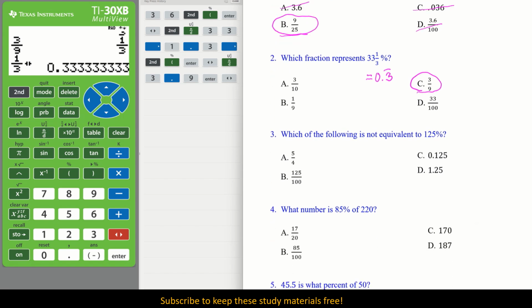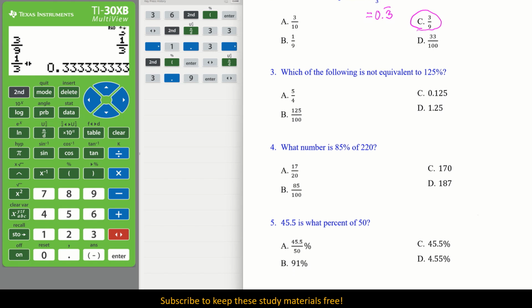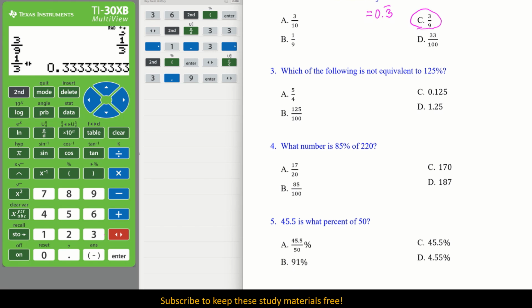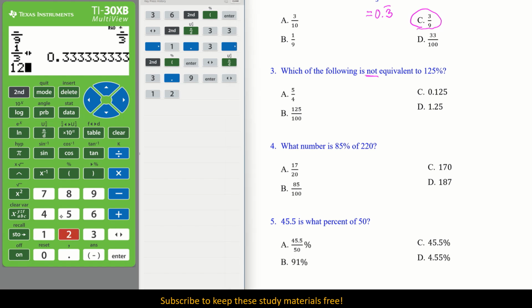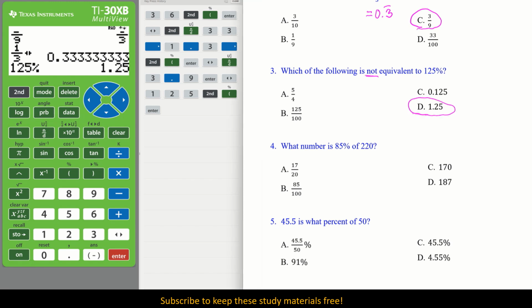Okay. Let's look at number 3. Let's move this up. Okay. Which of the following is not equivalent to 125%? Again, we enter that into the calculator. We do second percent. Now, it's typed in the calculator, but it isn't entered. So you have to actually push enter. So we look over and see if we have an option. And yes, it looks like we have D.